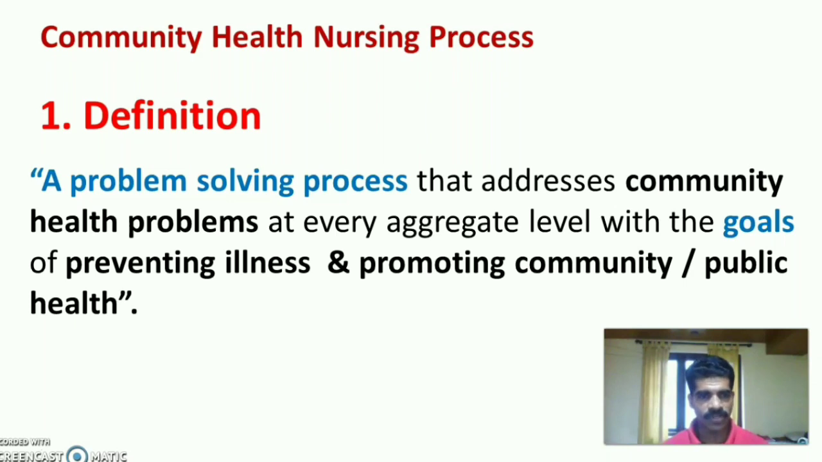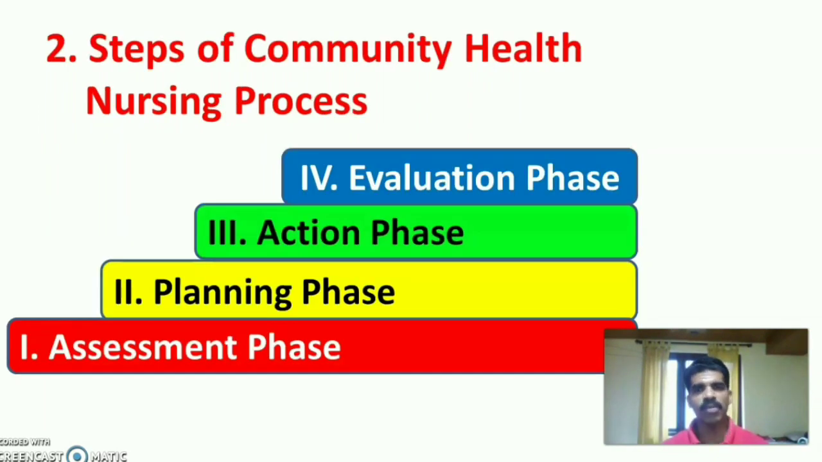So, community health nursing process is a problem-solving process. It solves the problems of a particular community with the goals of preventing the illness and promoting the optimum health of the community or public. Next is steps of community health nursing process, or phases of community health nursing process. There are mainly 4 steps or phases. First one is assessment phase, second one is planning phase, third one is action phase, and fourth one is evaluation phase.